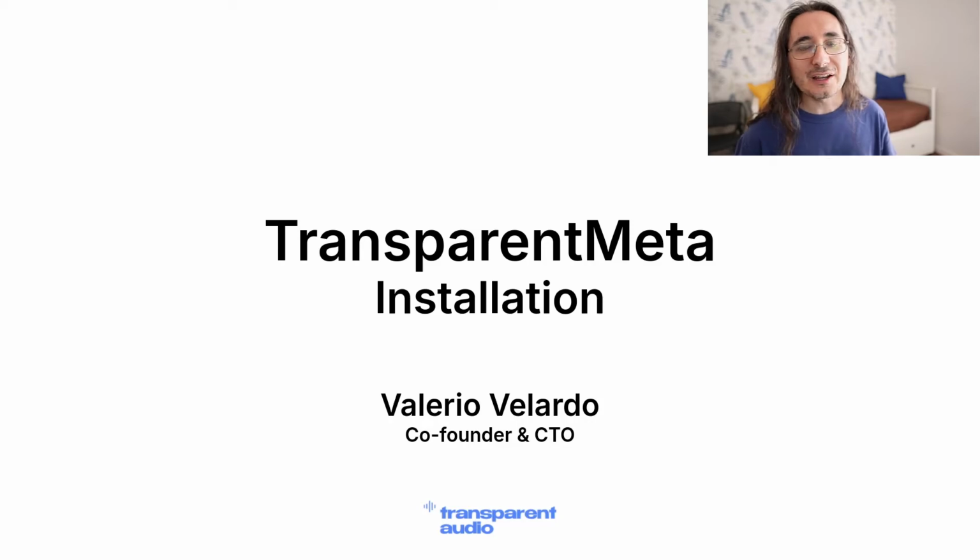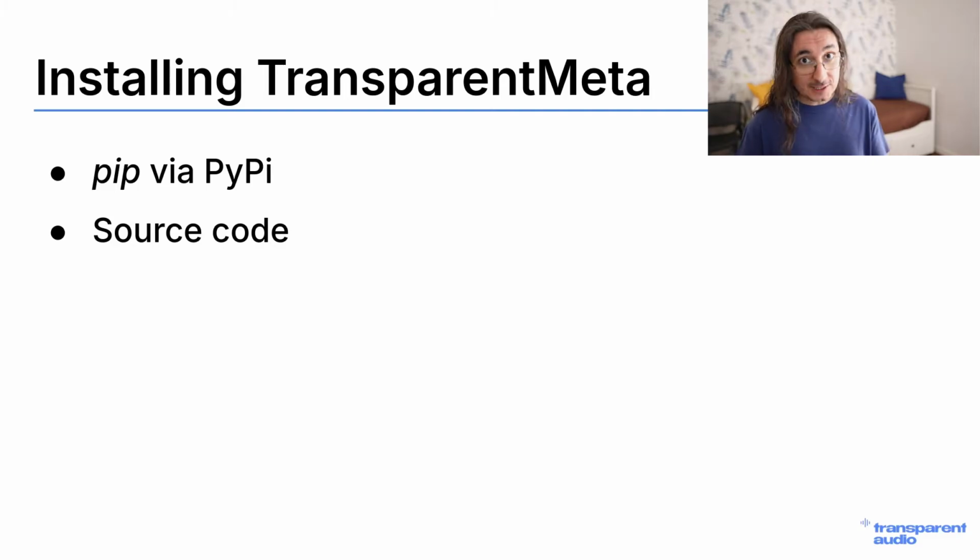In this video, I'm going to show you how to install TransparentMeta. We have two ways of installing TransparentMeta. The first one is the suggested one, and it's super straightforward. Basically, you can use pip and you'll install TransparentMeta via PyPI, as all the Python packages you can think of. And then the second one is a little bit more convoluted, and it is directly from source code. And I suggest using this only if you want to contribute to the project.